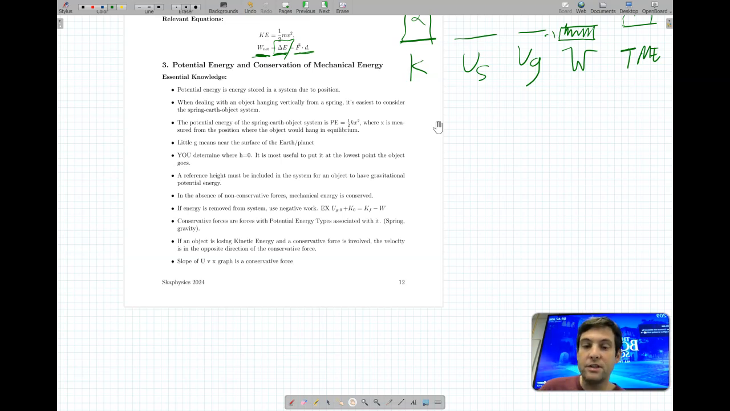The potential energy of the spring-Earth system is 1/2 kx squared, where x is measured from the position the object would hang in equilibrium. So when we have a mass hanging from a spring, if that mass is not moving, then this is the mass equilibrium point. Meanwhile, the spring was probably this long at its natural length. When we added the mass, it stretched the spring, storing elastic potential energy.